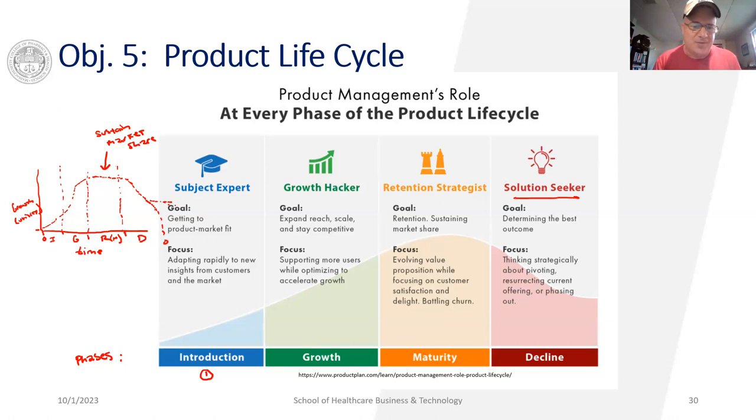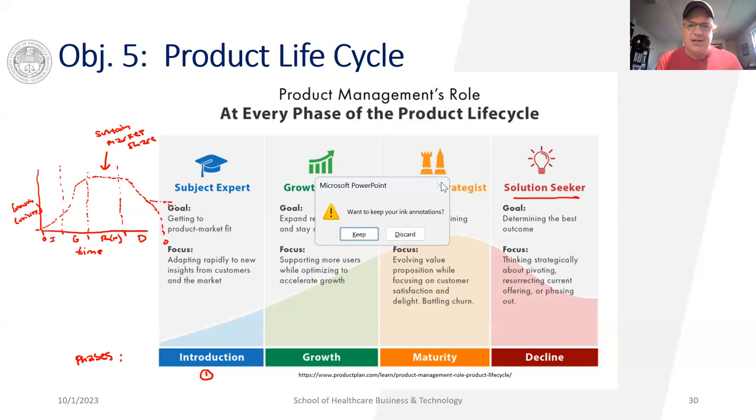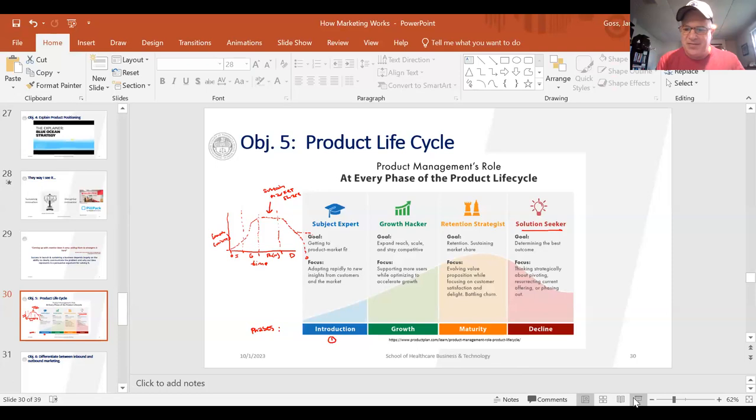All right. Oops. Golly. Well, I keep hitting escape as opposed to just advancing to the next slide.